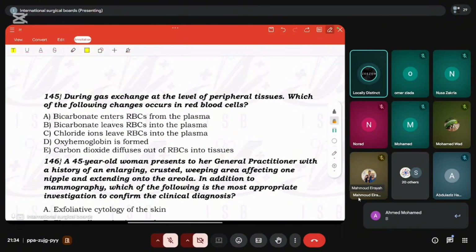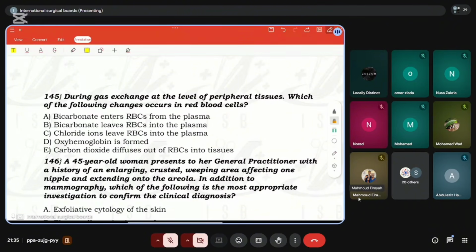During gas exchange at the level of the peripheral tissues, which of the following changes occur in red blood cells? Gas exchange at the level of peripheral tissues. I honestly don't know this one, I think. Okay, anyone want to give an answer to this? No answer?